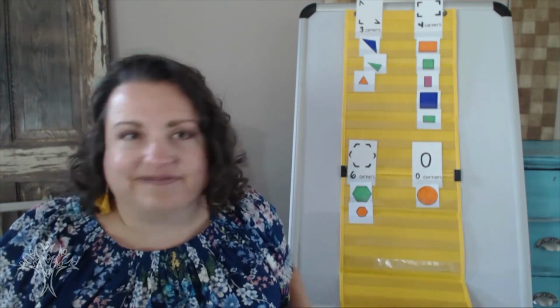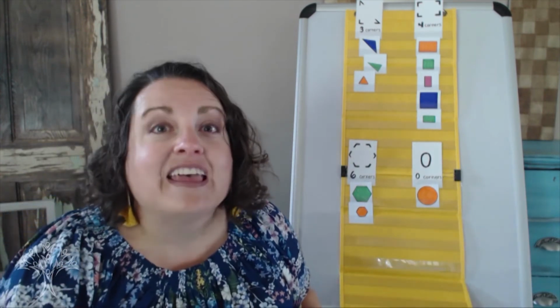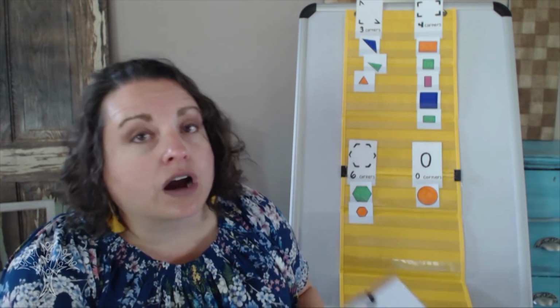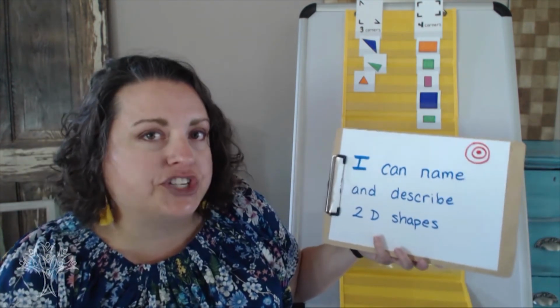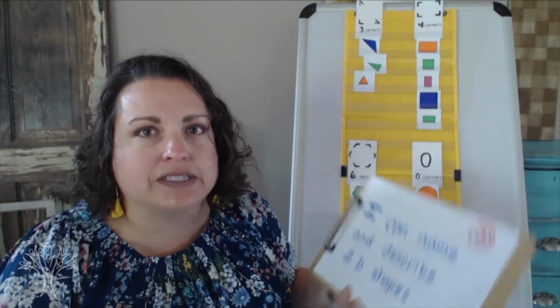Kindergartners, I want you to go and get an adult or an older sister or an older brother. Get a family member to come to the screen with us. Family members, thanks for joining our kindergarten mathematicians at the screen. Our goal today was I can name and describe 2D shapes, 2-dimensional shapes.